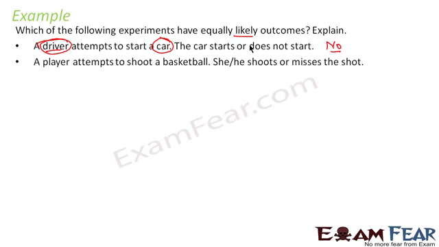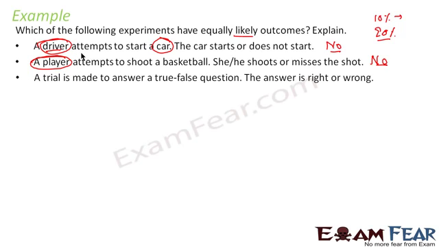The second is a player attempting to shoot a basketball. She shoots or misses the shot. Here also, no. Correct. Why? Because it depends on the quality of the player. If the player is very experienced, he is very good, there is a 90% chance that he will hit the shot. If the player is a very new guy, not even aware of basketball, a person like me, there is a 10% chance that he'll hit. 90% he won't even hit. Correct? So these things depend on the quality of the player.